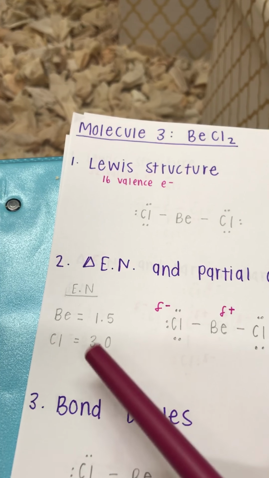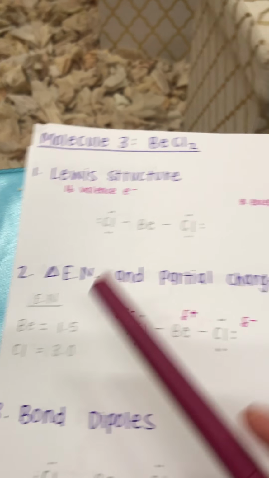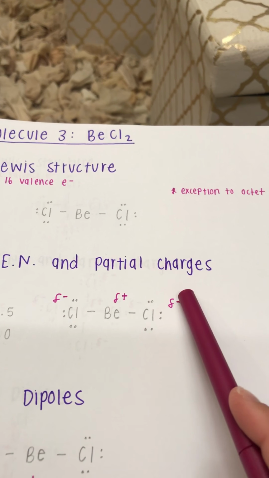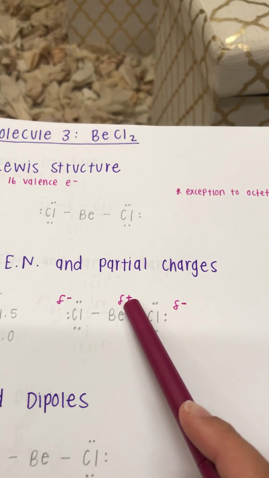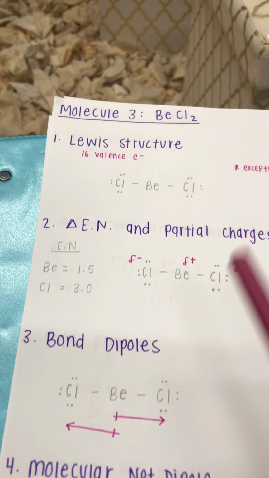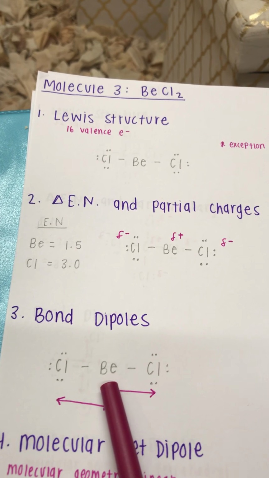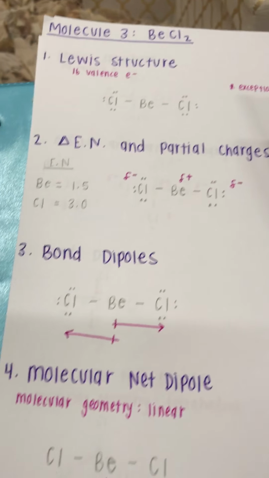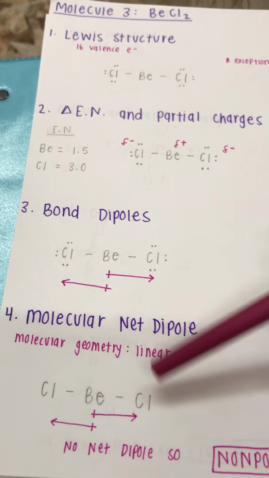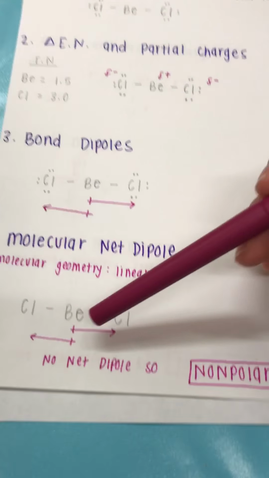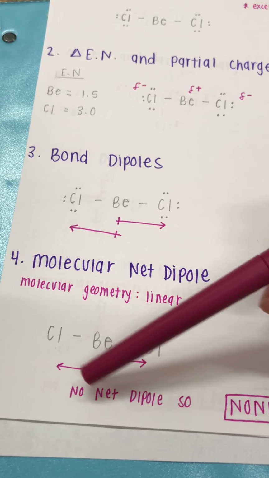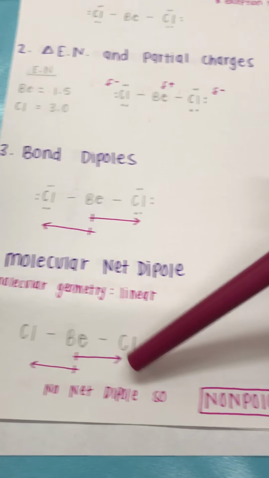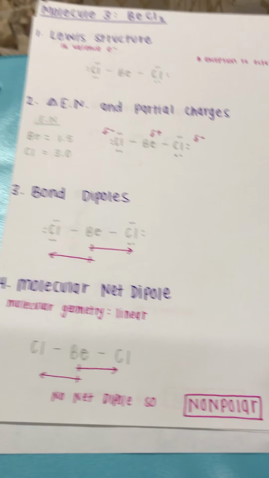The electronegativity, Cl is more electronegative, so it's going to have the partial negative charges with Be having partial positive. Then your bond dipoles, your positive going towards your negative Cl. Your molecular geometry is going to be linear since it has 2 domains. There's going to be no net dipole because these 2 are going to cancel out, so it's going to be nonpolar.